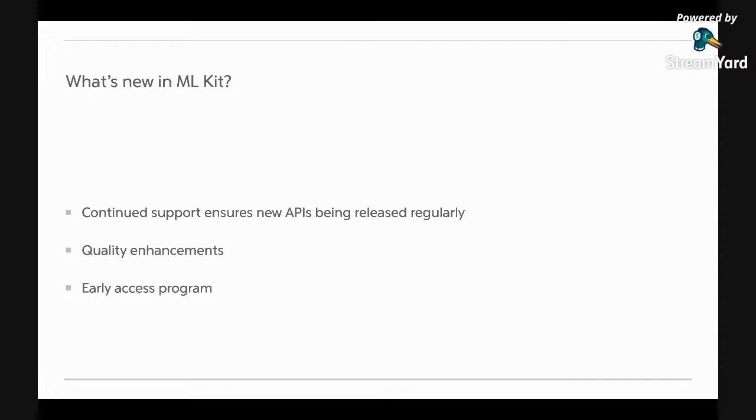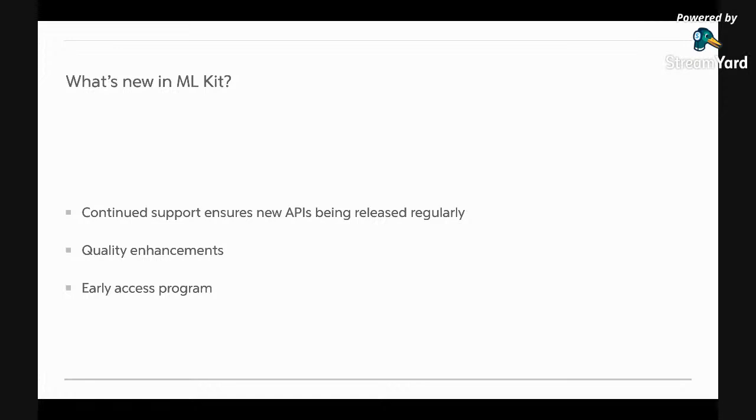Coming back to the entity extraction API, it is basically extracting entities like phone numbers, addresses, and so on from the text that you supply to these APIs. So this is what MLKit is doing. We can keep on expecting lots of new APIs from them, and also quality enhancements.